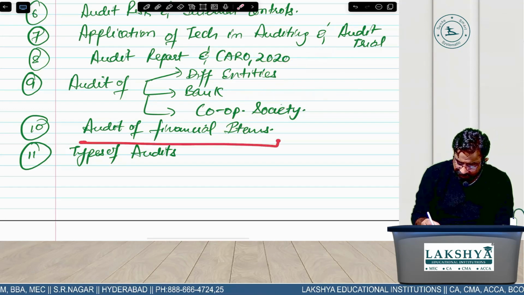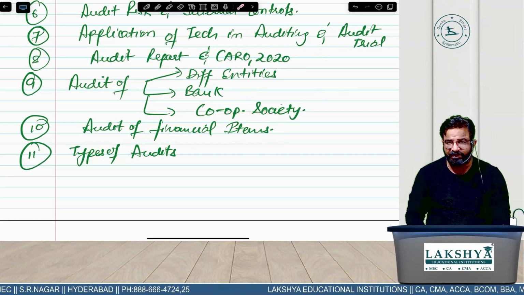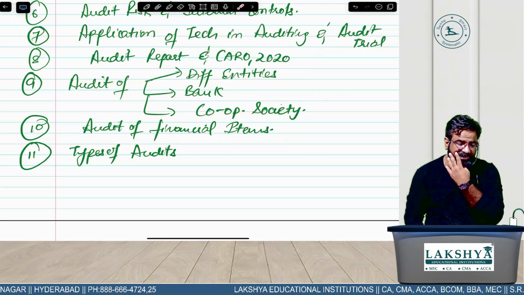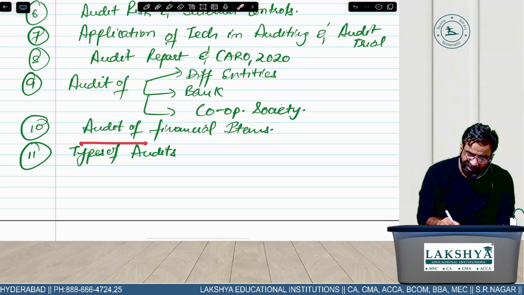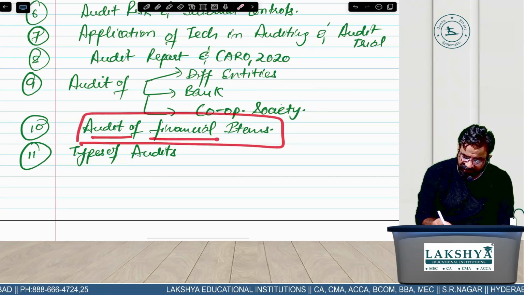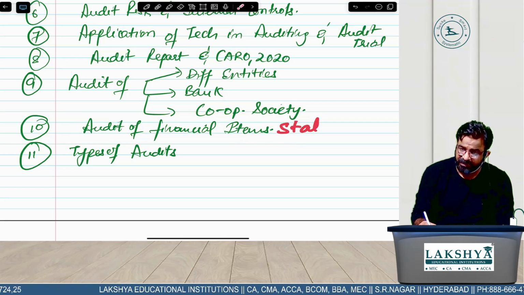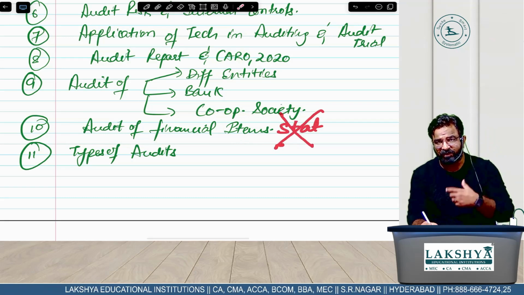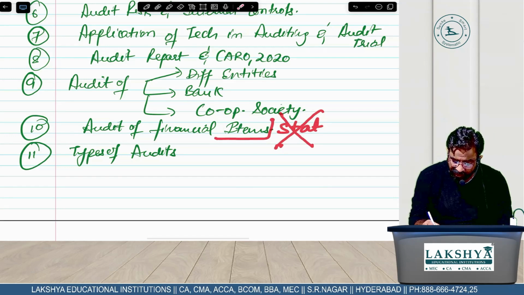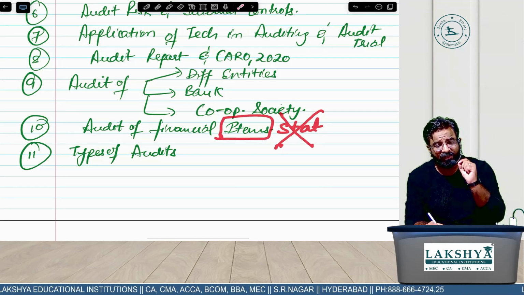Now coming back to this chapter, the most fearing chapter, because you will find 40-50 topics over there. But you need not worry about this. First of all, read the name of the chapter: audit of financial items, not financial statements. If it is financial statements, it means we are talking about a normal audit. Now we are talking about the audit of only and only what?